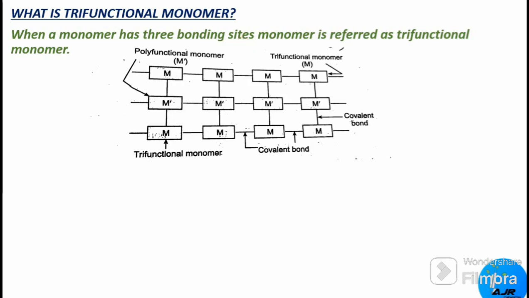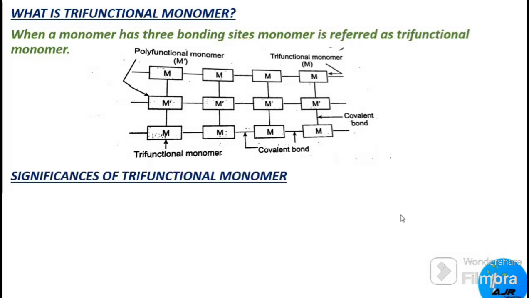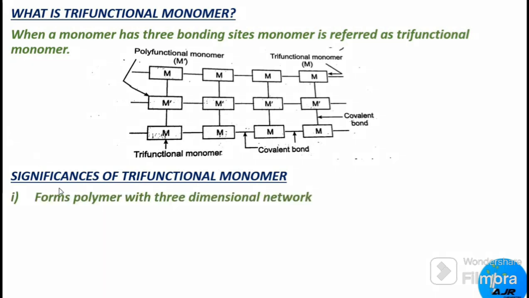Now let us see the significances of this trifunctional monomer. The first significance is that the polymers formed will have a three-dimensional network. So look at this structure. In the case of trifunctional or polyfunctional monomers, the polymers formed consist of a three-dimensional network. In such polymers, the monomer units are connected together by means of strong covalent bonds. See here, all the monomers are linked by means of strong covalent bonds.